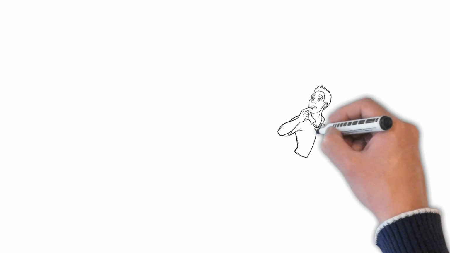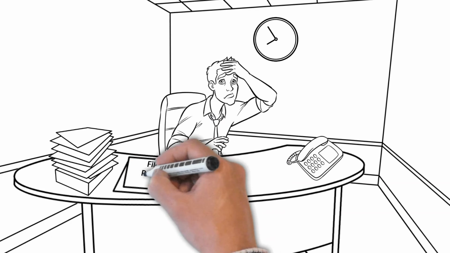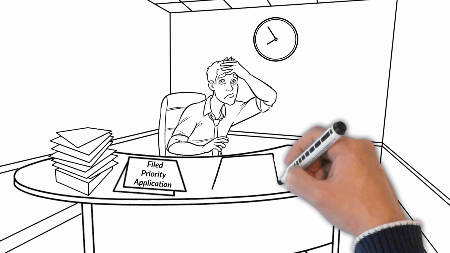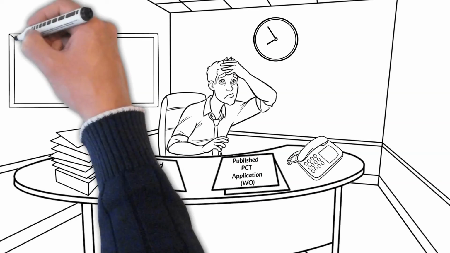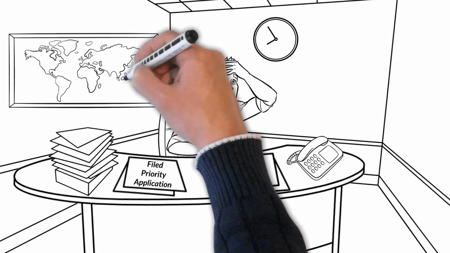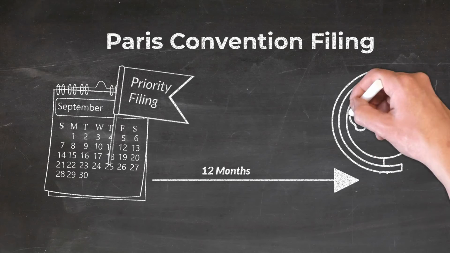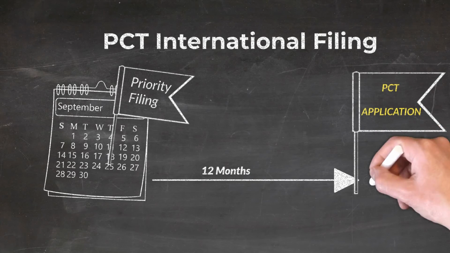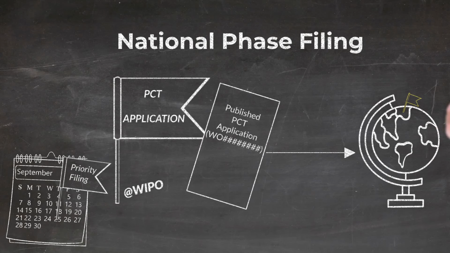So now the big question, where does Questel come into all of this, and how can we help? When a client has filed a priority application and the 12-month convention filing deadline is coming up, or they already filed a PCT application and have the published WO document and the 30-month national phase due date is approaching, and they know what countries they want to file in, now is the time to call Questel. Questel helps clients file Paris Convention filings in the participating countries, as well as PCT international filings at WIPO. Questel also helps clients take their PCT application and enter the national stage in multiple countries.